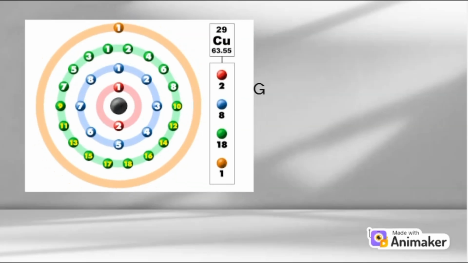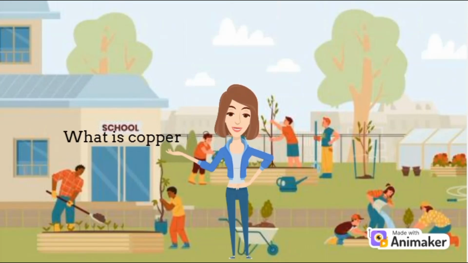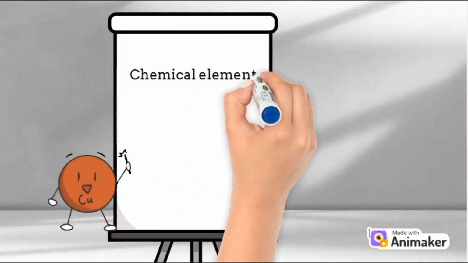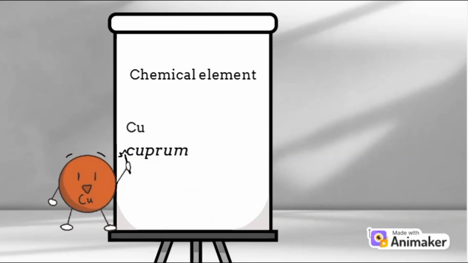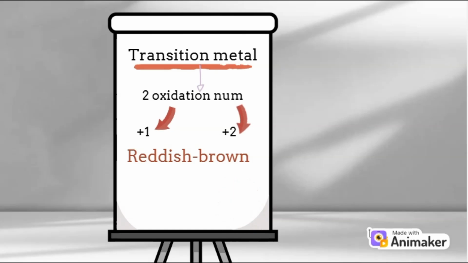Before we go further, let us have a small introduction about copper. Copper is a chemical element. The copper element symbol is Cu, from the Latin cuprum. It is located at group 11 and period 4 of the periodic table. Copper is a transition metal as copper has two oxidation numbers, which are +1 and +2. Copper is typically a reddish-brown color. However, pure copper before oxidation is actually a pink color.